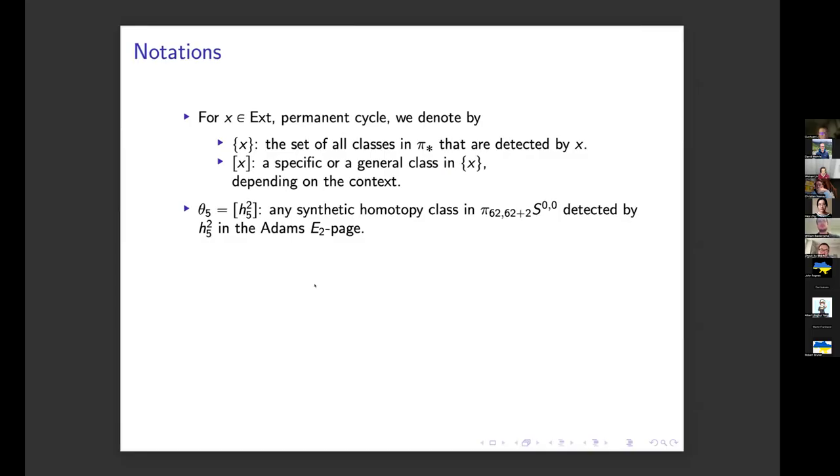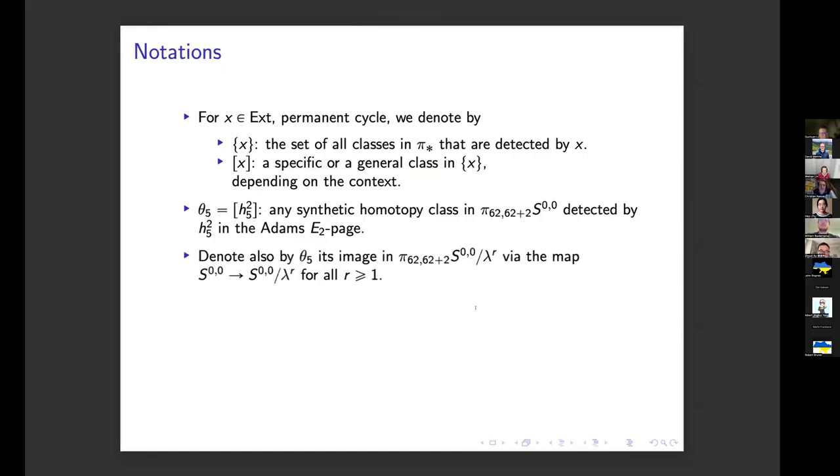I'm using these notations for both classical and synthetic. So synthetically, it is still in stem 62, and the weight is 62 plus its Adams filtration, which is 2. Okay, and I'm using this to denote any general class detected by h5 squared in the Adams E2 page. And I'm abusing the notation to use theta 5 to denote both this homotopy class in the synthetic sphere and also the mapping to the cofiber of lambda to the r for any r greater than or equal to 1.